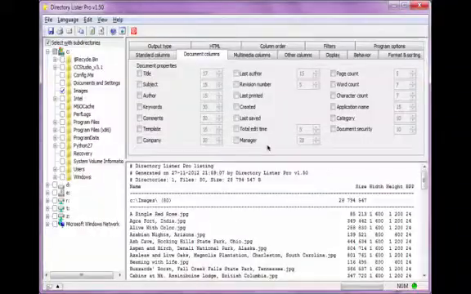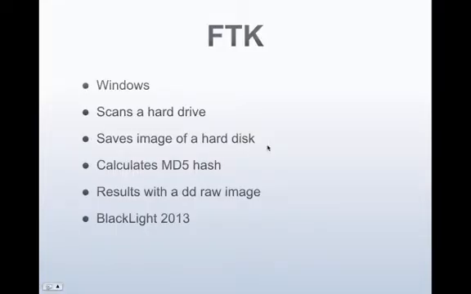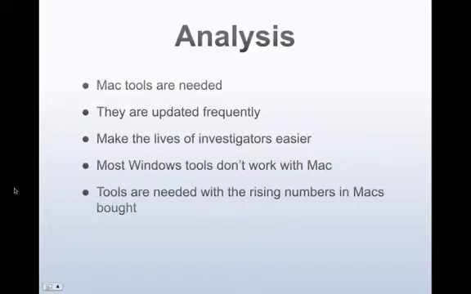So in the end, Blacklight and FDK are the same things, but if you're working with a Mac, you really want to go towards Blacklight because FDK will not work with your Mac. So an analysis of all this information is that Mac tools are needed. As technology progresses and OS systems progress, especially OS X, which is the Mac operating system, you need tools that can work with that, so forensic investigators can work with Macs.